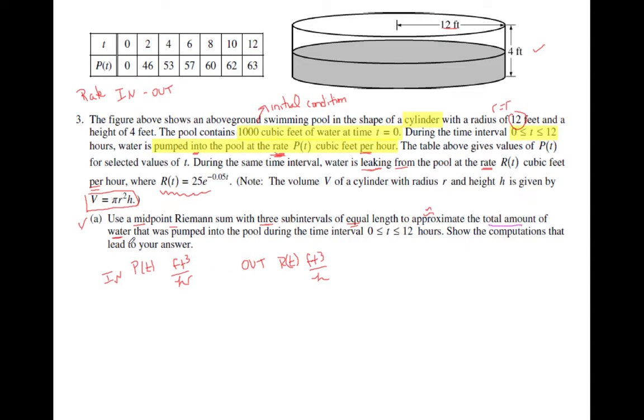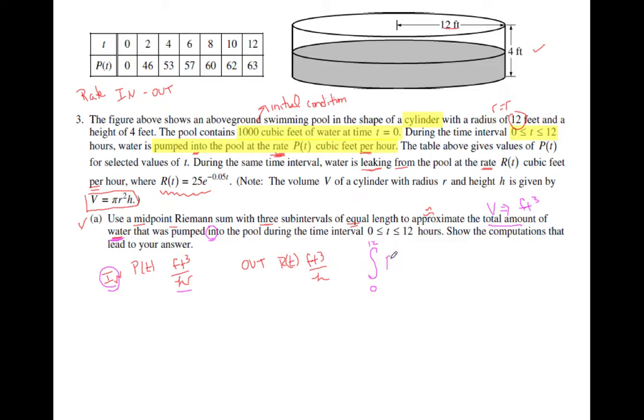So water is pumped in, but at the same time, water is leaking out. That's why this is a rate in and out problem. So in and from. Rate, capital R, cubic feet per hour. This time they gave me an equation. And look how nice they were. Even though it's a cylinder, you should know the formula, they gave it to you.